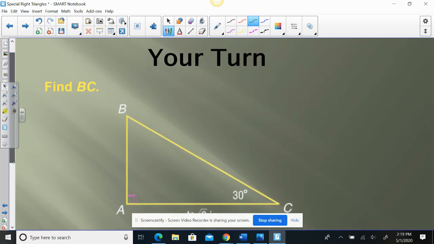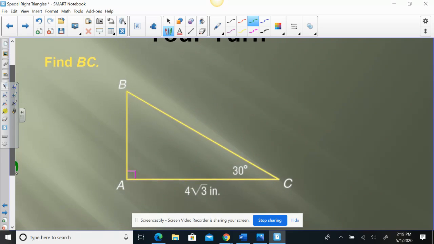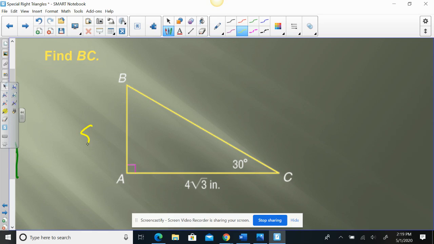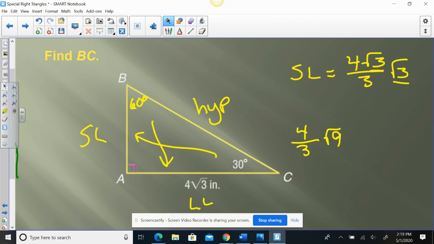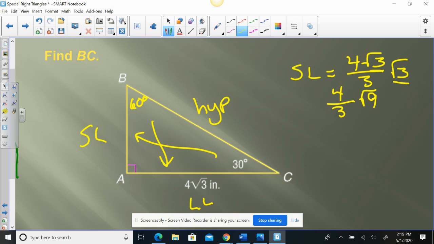All right, here's another one. Pause it, try it, and then come back. All right, let's label it. So this is short leg because it's opposite the 30. If this is 90, I'm left with 60. So this is my long leg here, and here's my hypotenuse. So my short leg is my long leg divided by the square root of 3. So 4 divided by 3, and then square root 3 times square root 3 is the square root of 9. And the square root of 9 is 3. So I'm going to have 4 times 3 over 3. These go away, and I just have 4. So my short leg here is going to be 4.